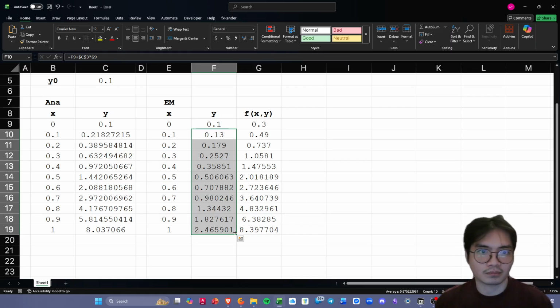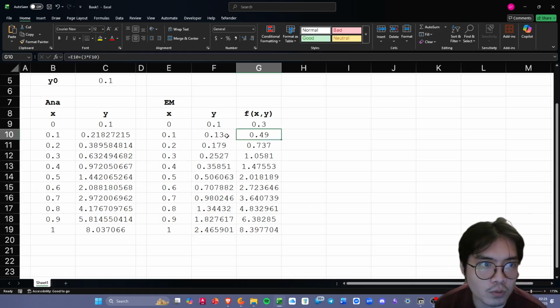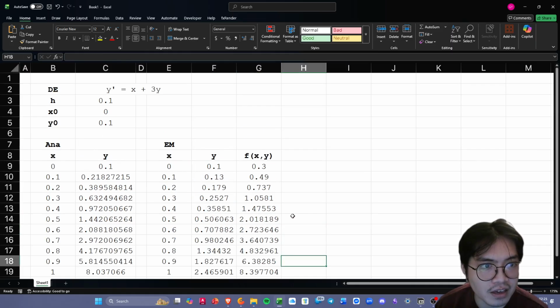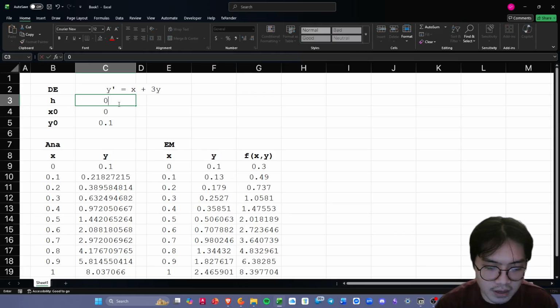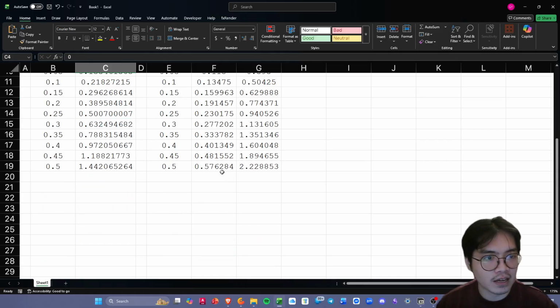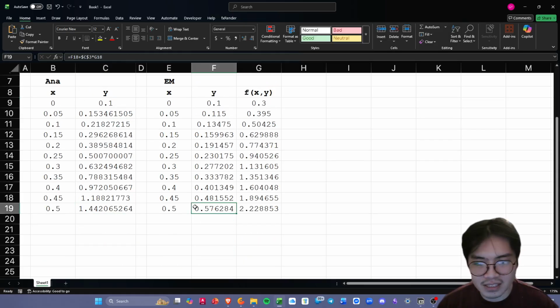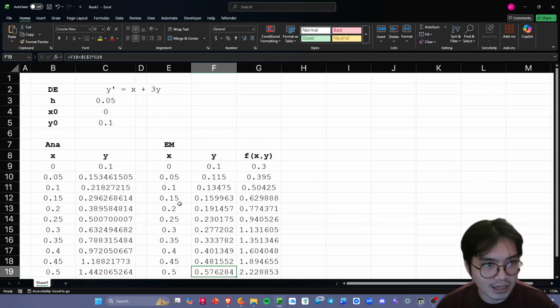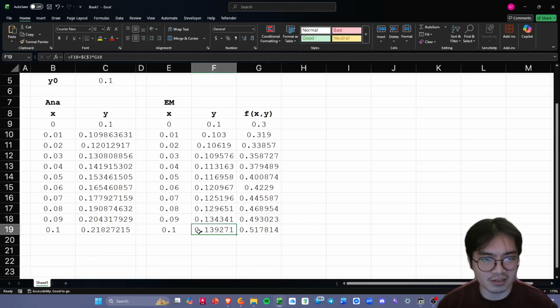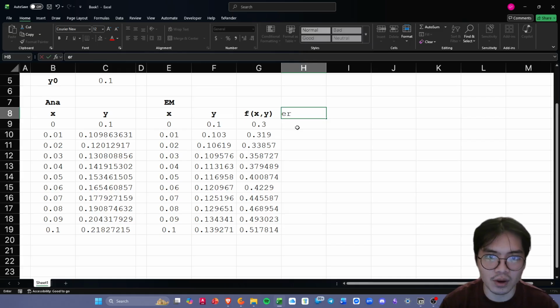What will happen now is that this value of y is way under what it's supposed to be. Let's try making the h value a little smaller, 0.05. We'll see that the error is still way far. What about 0.01? At this point, the error is still quite far.